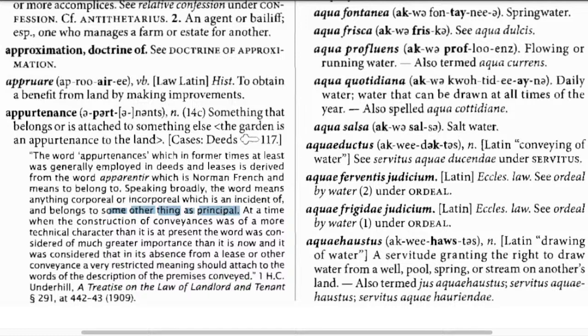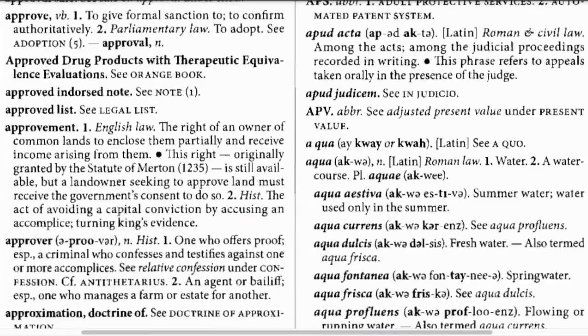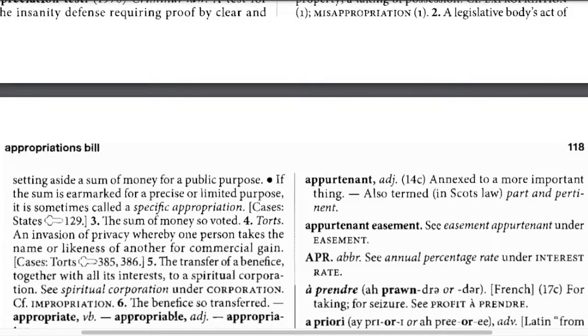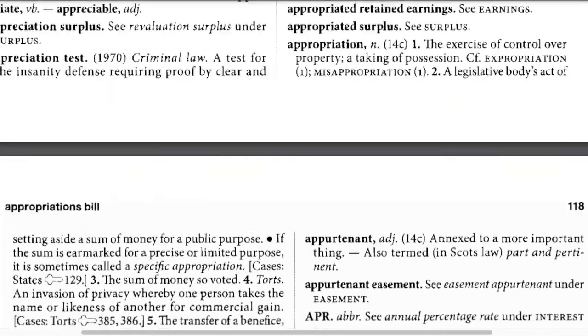At a time when construction of conveyances was of a more technical character than it is at the present, the word was considered of much greater importance than it is now, and it was considered that in its absence from a lease or other conveyance, a very restricted meaning should attach to the words of the description of the premises conveyed. Let's see. Appurtenant, annexed, pertinent easement.